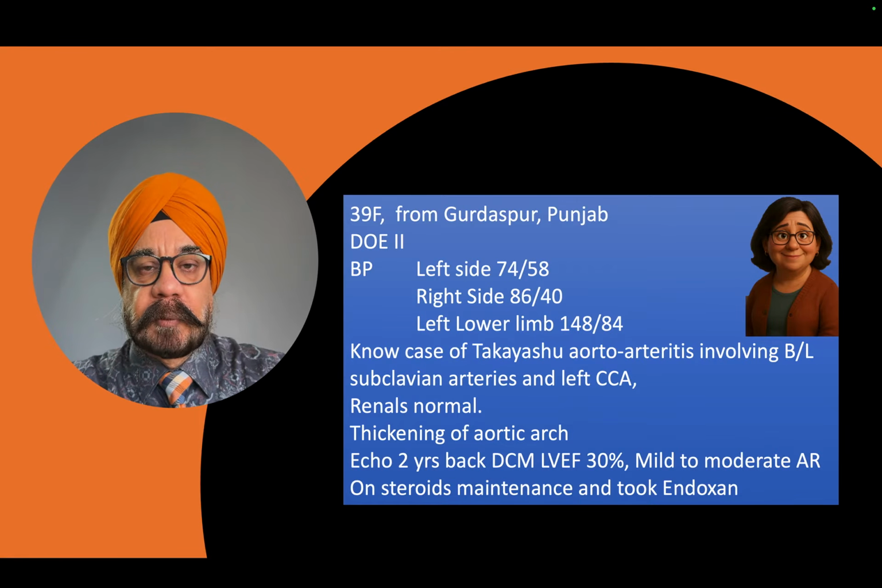bilateral involvement of the left CCA, and there was no renal artery involvement, so that's why there was not much hypertension in this patient. There was documented thickening of the aorta, which indicated Takayasu aortitis, and she has had treatment. Her echo, done about 2 or 3 years back, showed a reduced ejection fraction, and it was all thought to be because of aortic regurgitation and possibly myocarditis associated with the aortoarteritis.